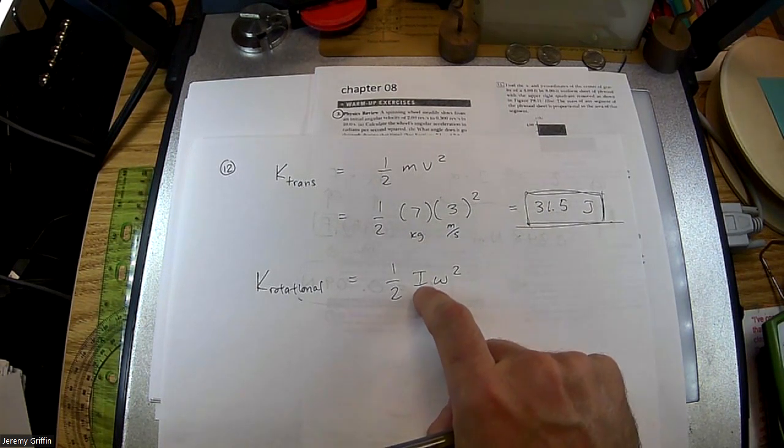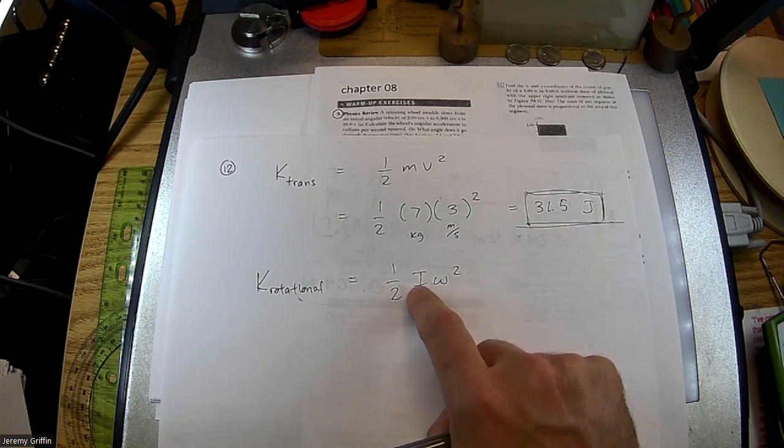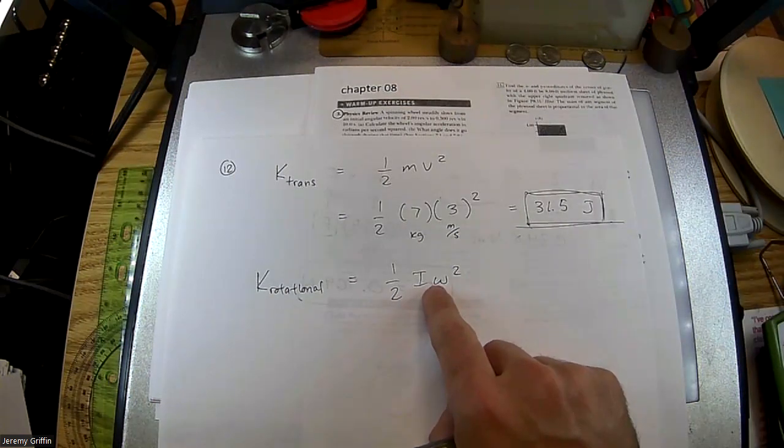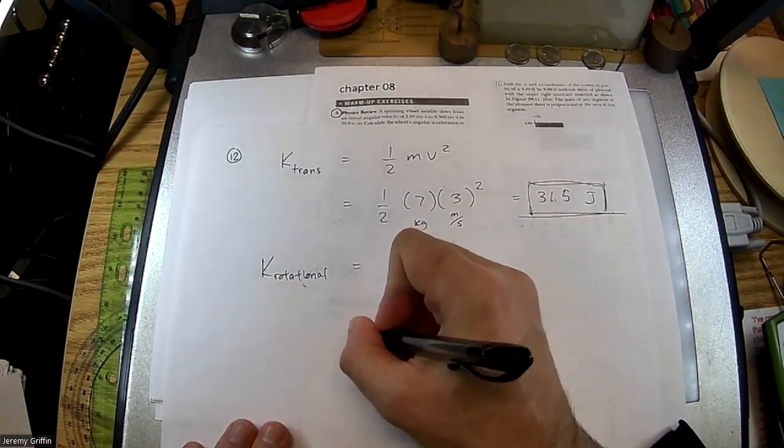Guys, the fact that it's a bowling ball, I can substitute out that I in terms of m r squared. It's like 2/5 m r squared for a bowling ball. And then omega, guys, what is omega equal to in terms of R? V over R. You guys see that? Watch what's about to happen.